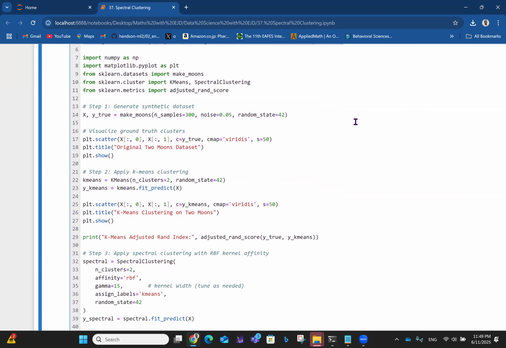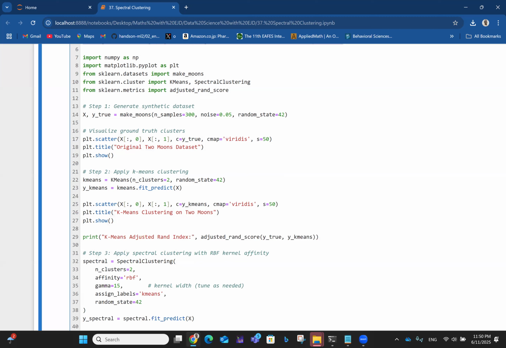Of course, we need NumPy, Matplotlib, and we need the data set. Now we need to make the moons data set, and for the clustering, we need both k-means and spectral clustering because we want to compare them. Then for the metrics, we need adjusted rand score. For clustering, the adjusted rand index is what helps us see. The closer the ARI is to one, the better the result.